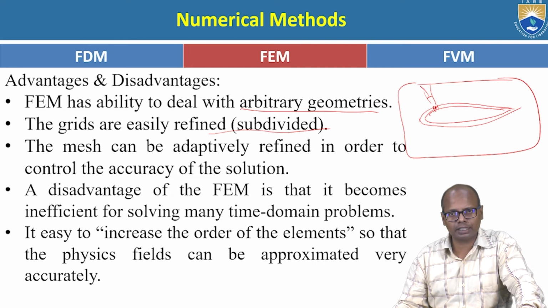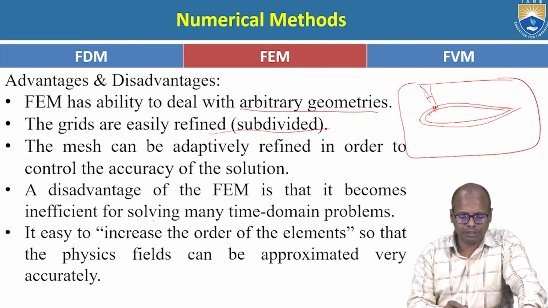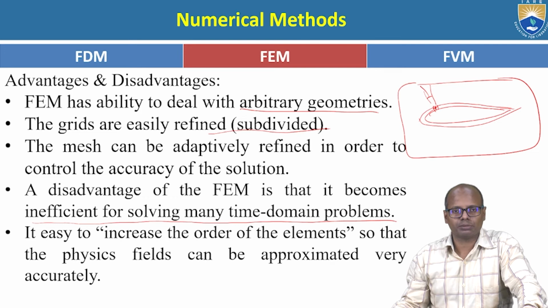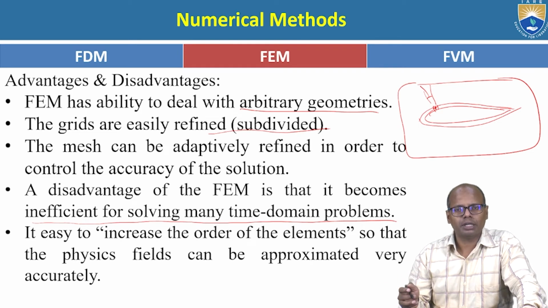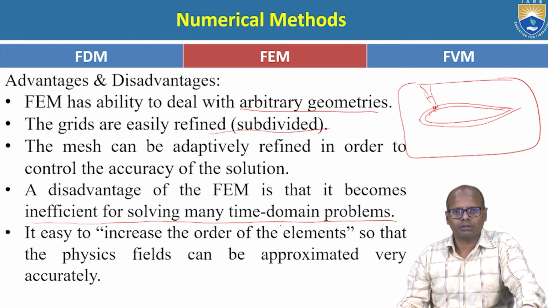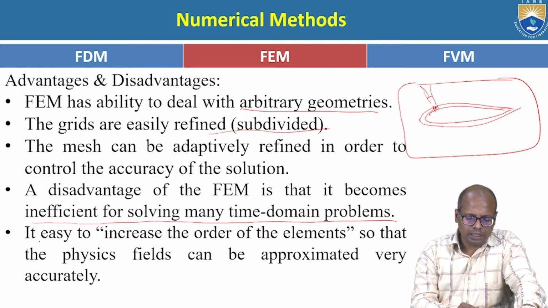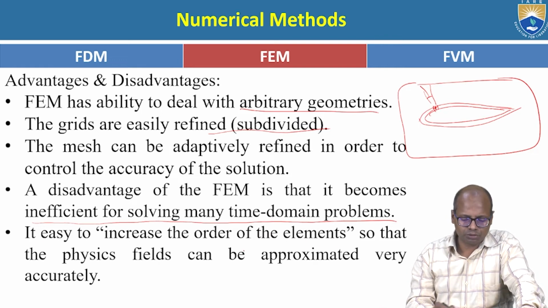Now, what is the disadvantage of FEM? The disadvantage of FEM is that it is inefficient for solving many time-bound problems. This is the advantage of finite difference problems. The finite difference method can easily be applied to time domain problems. FEM is very difficult, or sometimes it will give wrong answers when I apply it to time domain problems. It is easy to increase the order of elements so that the physics fields can be approximated very accurately.